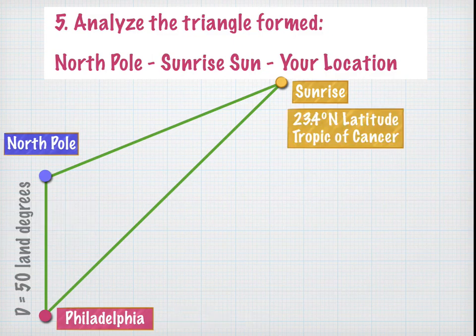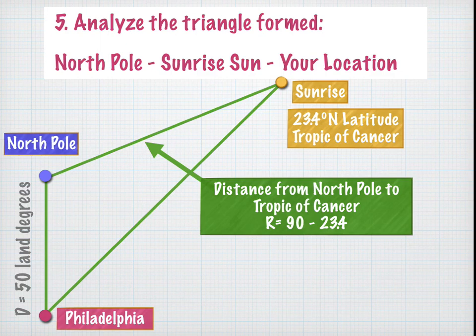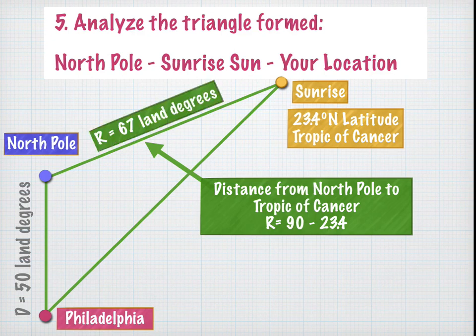We also know that the sun is above the Tropic of Cancer, and that's at 23.4 degrees north latitude. That's measured from the equator. So we want to figure out how many land degrees that is. Since that's in the northern hemisphere, we do 90 minus 23.4 to get the distance from the North Pole to the Tropic of Cancer, and that's 66.6 land degrees. I'm going to write 67.